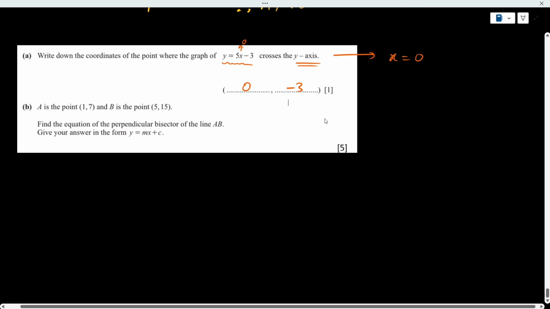Okay. Now after that, this is the coordinates of a point on the graph. That means this is the graph of a straight line. Now after that, what is given in the B bit? If you see, the weightage is 5 marks. A is a point with coordinates 1 comma 7. B is 5 comma minus 15. Find the equation of the perpendicular bisector of line AB.